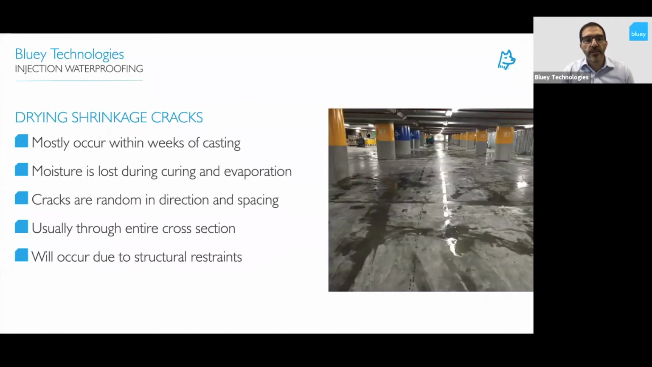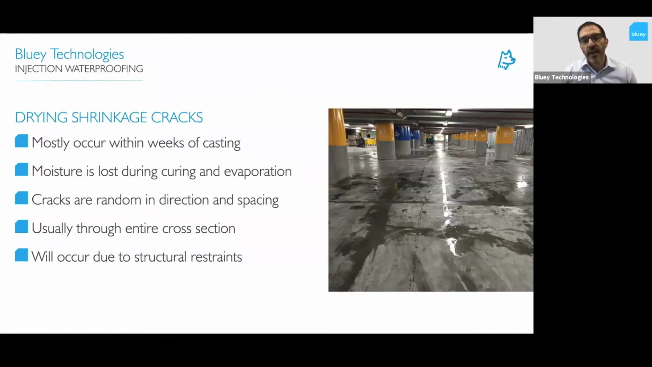Drying shrinkage cracks, on the other hand, usually occur only within the first few weeks of casting. Moisture is lost during the curing process and evaporation of the moisture out of it. The concrete shrinks. We've spoken about volumetric stability of concrete in other webinars. And the cracks just seem to be random in direction and spacing. They're usually through the entire cross-section, evenly the whole way through, and will occur due to structural restraints.